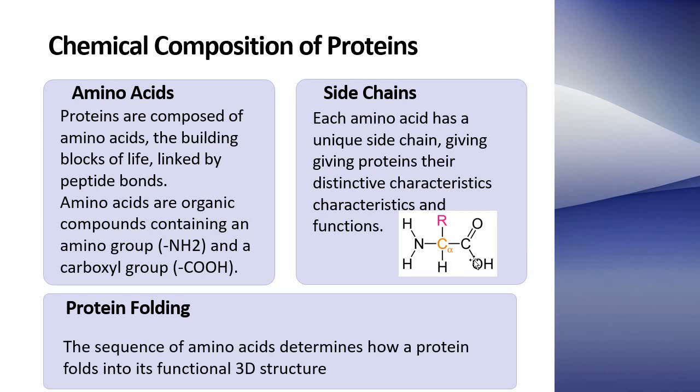So this is the chemical formula of an amino acid, if you can see. This is the carboxyl group, this is the amino group, and this is the alpha carbon. Through the alpha carbon, one hydrogen atom is attached and another one is the R group. Also we call it a side chain.